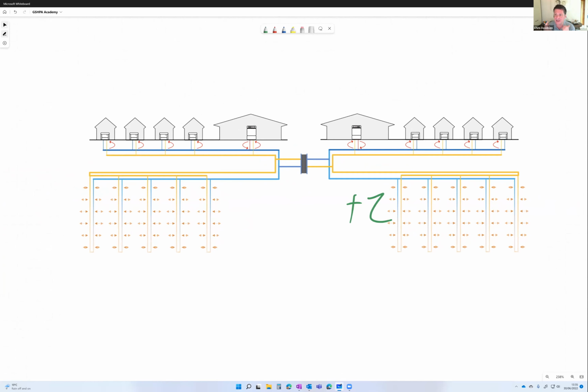We can keep those two heat networks hydraulically separate, but we could put a heat exchanger in between them, which allows heat to flow between those two heat networks. And that's only going to improve the efficiency, because there's going to be diversity of loads between those heat networks. So that would be the connection of two 5th generation or two ambient heat networks.